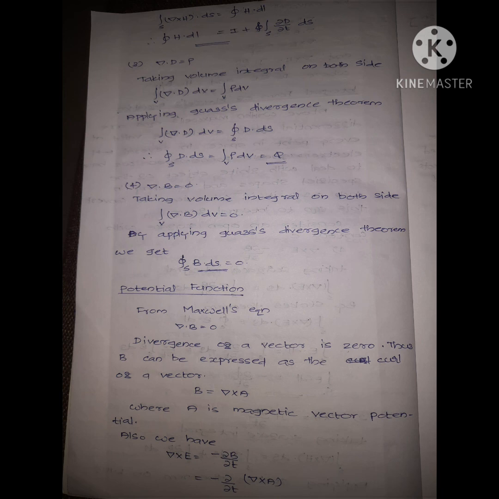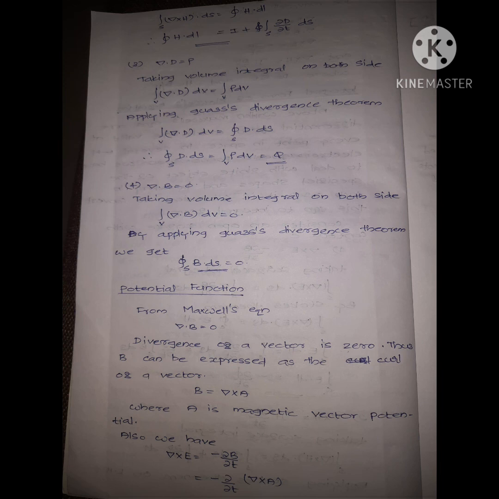From Maxwell's equations, del dot B equals 0. The divergence of a vector is 0. Thus, B can be expressed as the curl of a vector. So, we write B equal to del cross A, where A is the magnetic vector potential.